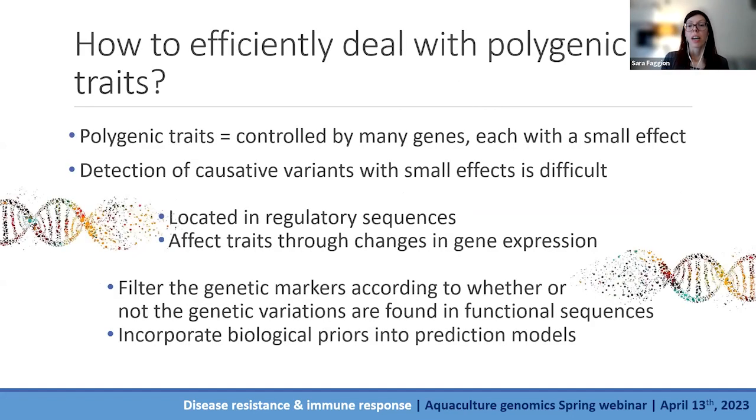So let's start with the first question. How to efficiently deal with polygenic traits? Polygenic traits are those traits controlled by many genes, each with a small effect. So detecting these causative variants is really difficult.